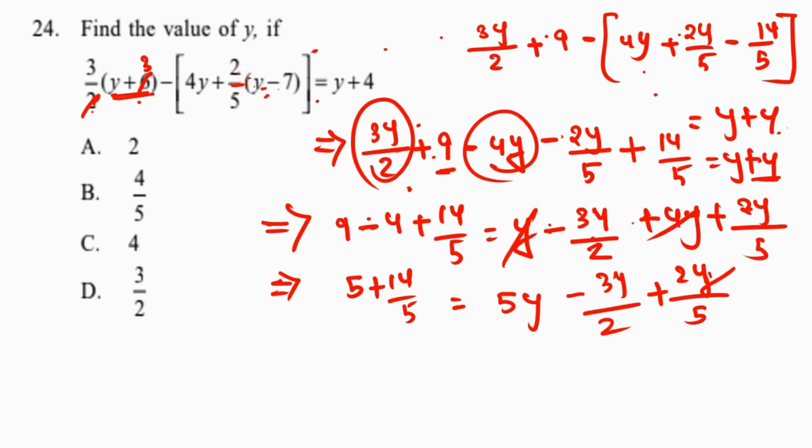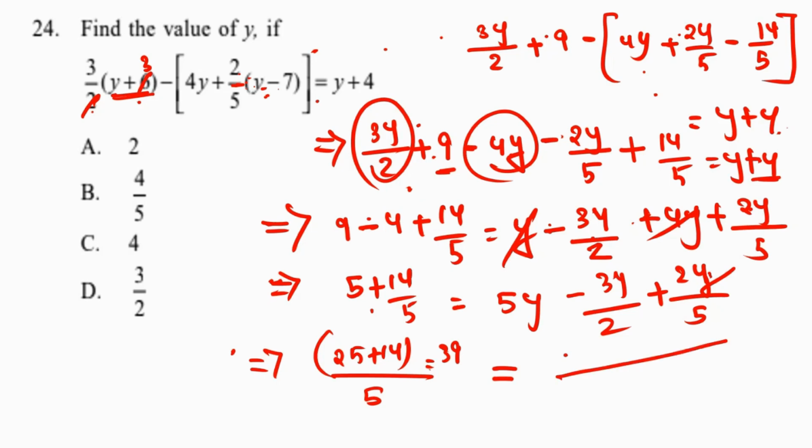On simplifying this, we would have to take the LCM now. The LCM would be 5 on this side, 5 as the denominator. So 25 plus 14, which is nothing but equal to 39 by 5. This is equal to, this side we have 10 as the LCM.